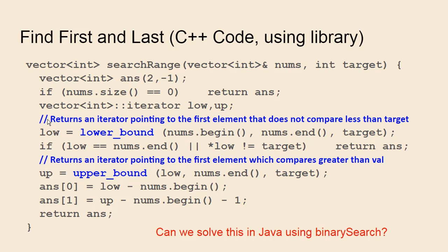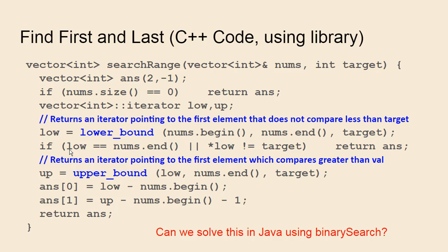The comment gives the description of the lower bound function. It will return an iterator pointing to the first element that does not compare less than the target. That means it's greater than or equal to the target. So that's the lower bound. You pass in two iterators, begin and end. You're trying to find things in between these two, and you want to find the target. It will return the first element that is greater than or equal to this target.